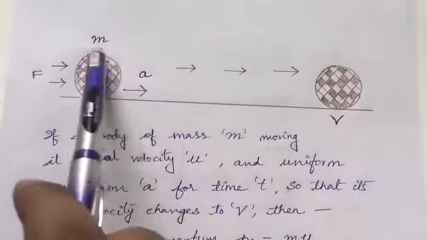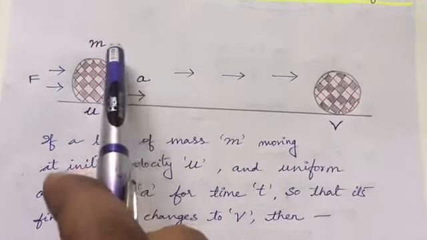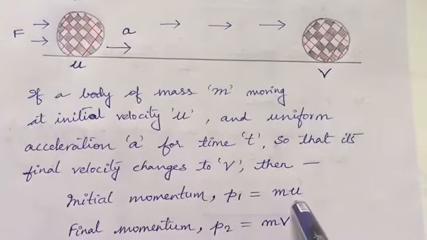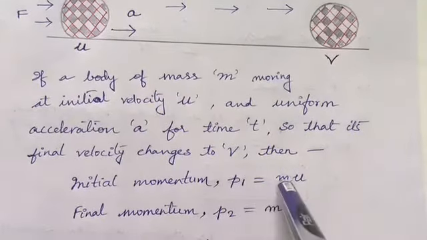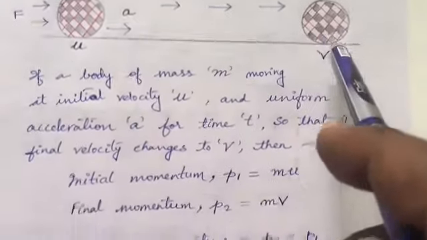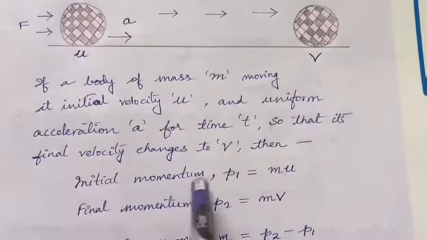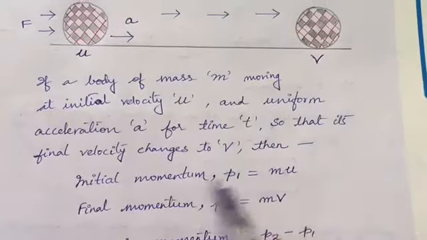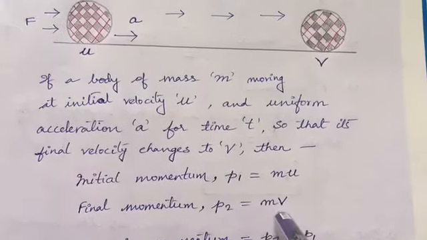Now the initial momentum at this position we represent as p. We know the momentum formula: mass into velocity, m into v. Since u was the initial velocity, the initial momentum will be m into u. Similarly, the final momentum will be m into v. So the initial momentum is p1 equal to mu, and the final momentum is p2 equal to mv.